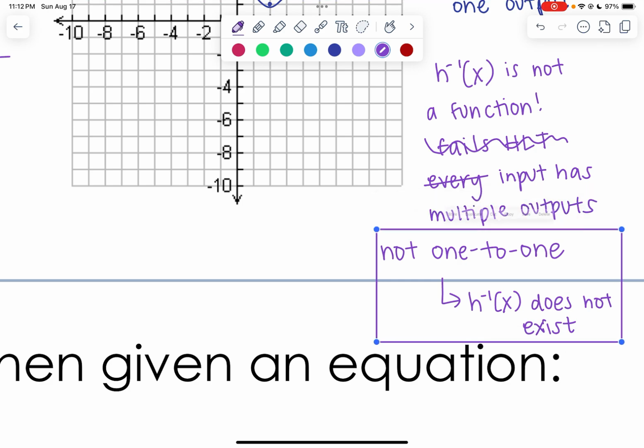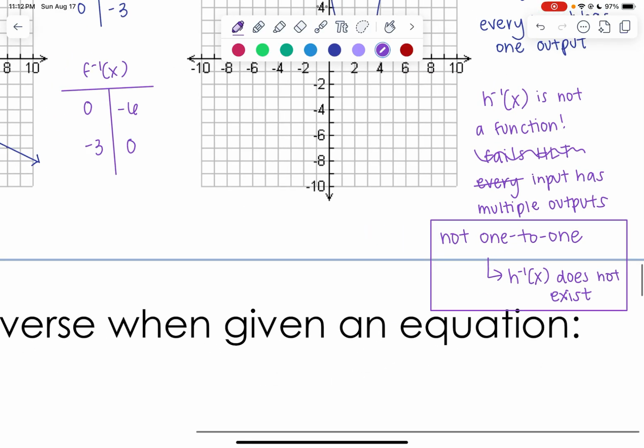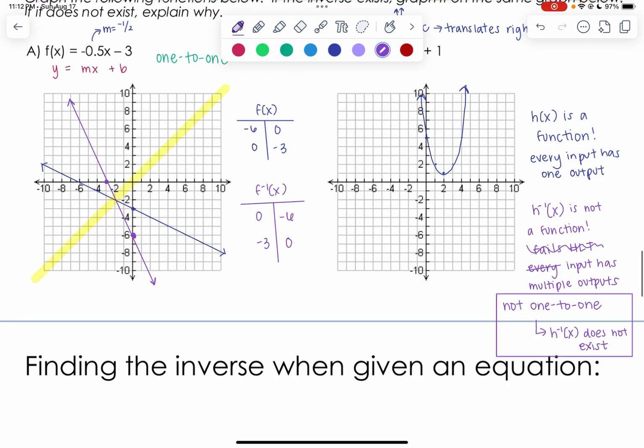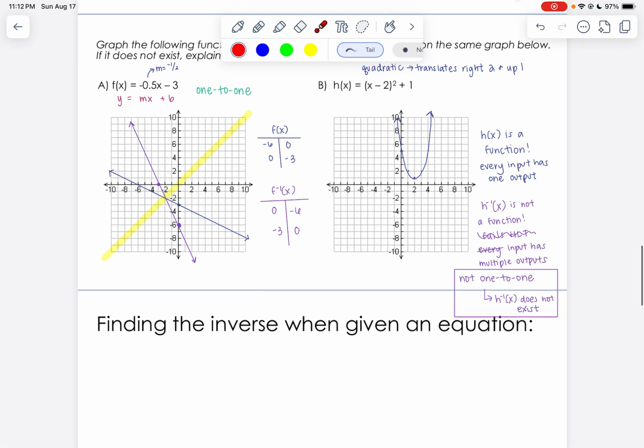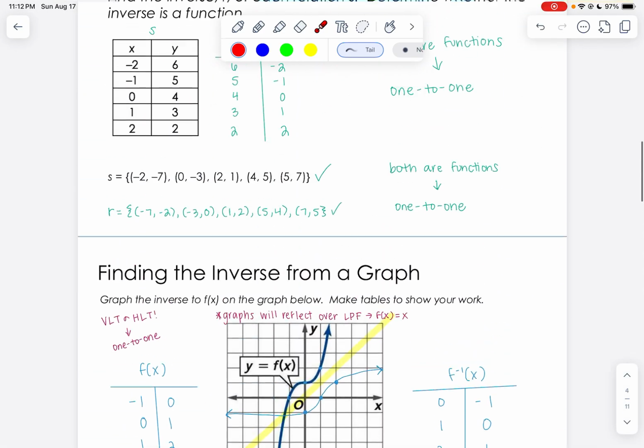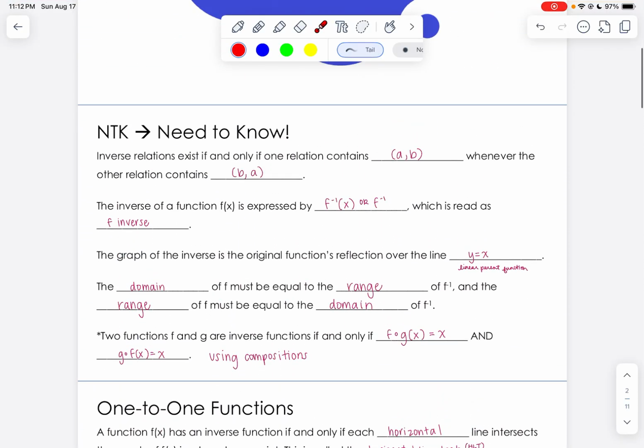So the main thing to remember for graphs is that you can always pick points and make a table. If it is an inverse, it should pass the horizontal line test, okay? So that's a way to check it, and you've got your linear parent function that it should reflect over. But hopefully a lot of this vocabulary back up here is making sense, okay?